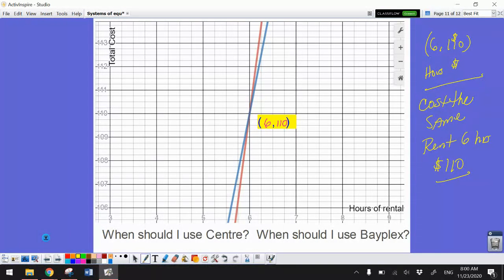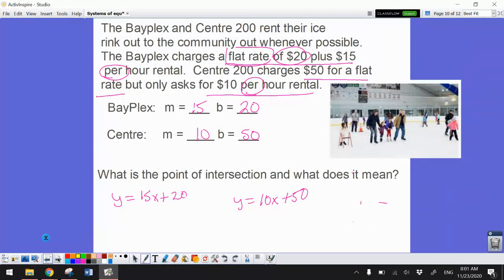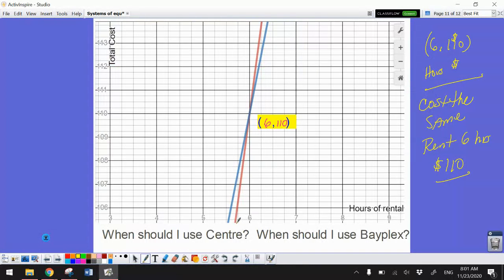Okay, so remember, we have to look at more than or less than to try to figure out when we should be using the other two companies. There's a difference between the two companies. We've got the red one and we've got the blue one. The red one is going to be our Bayplex, so I'm going to mark that one as red. And the blue one is Center.